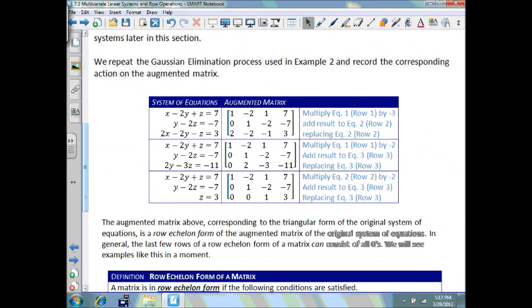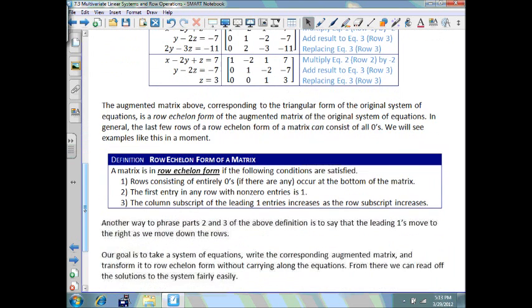Now, as we repeat the Gaussian elimination process using example 2, we're going to record the corresponding action on the augmented matrix. As you can see here, the first thing we need to do is get rid of the x coefficient in the second row. So we're going to multiply the first row by negative 3 and add the result to equation 2, replacing equation 2. All this happens and we get down to z equals 3. Once we get down to z equals 3, that's considered row echelon form.